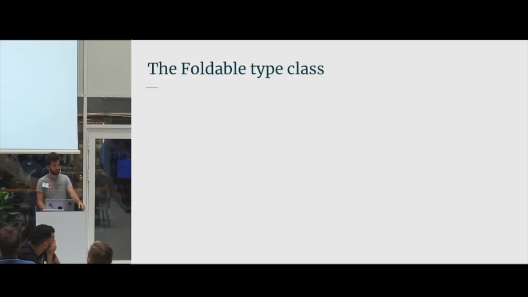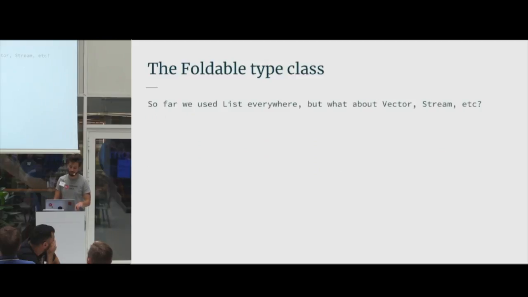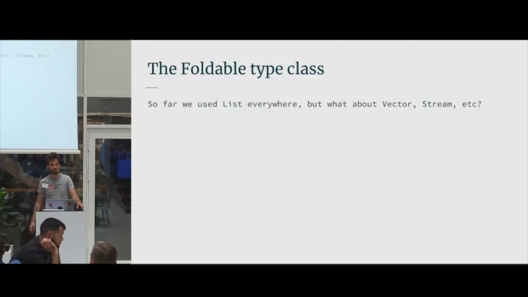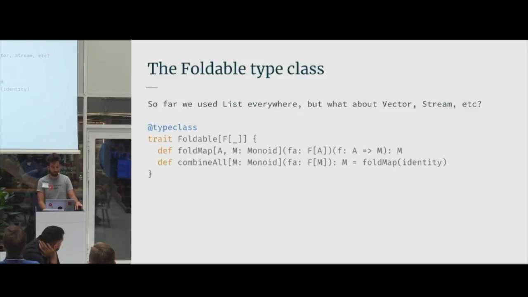Okay, so next up, we have this thing called a foldable type class. In all of our examples so far, when we want to fold over a list, we just use list. Or if we wanted to fold over a structure. But we can do the same for things like vector or stream. So we have this foldable type class, and it defines two methods. One is called foldMap, and the other is called combine_all. And we've seen combine_all before, and it says that if we have a list of m's, we can fold them all together into an m.